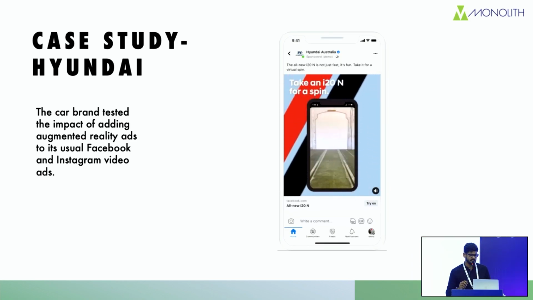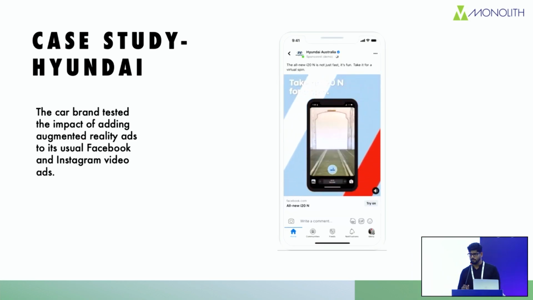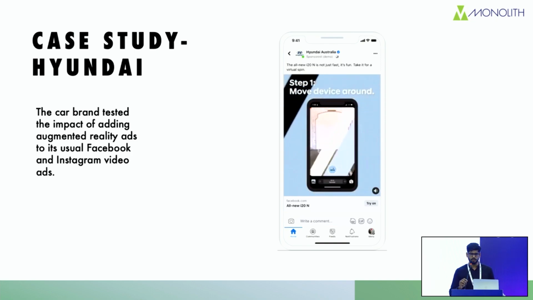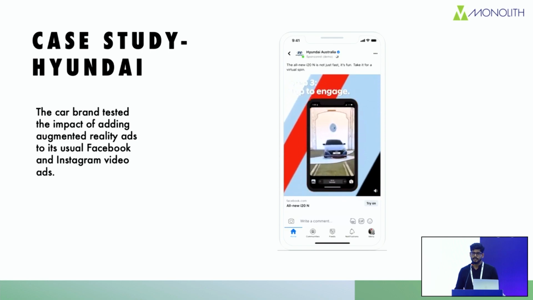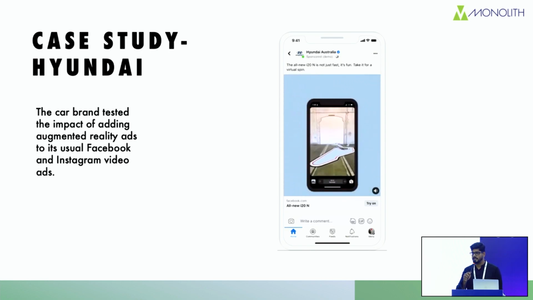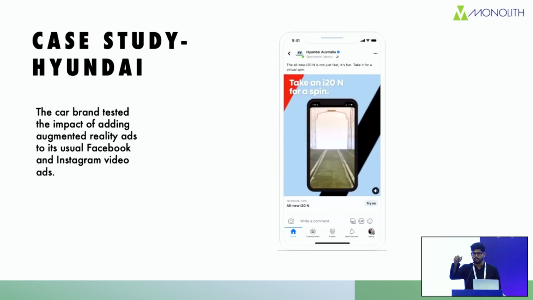This was by Hyundai Australia. They were about to launch the i20N, and when they were about to launch it, they released this filter to try on how that car will look on the floor. You can walk around the car and check how it will look. This branding campaign they ran, and a survey was taken.